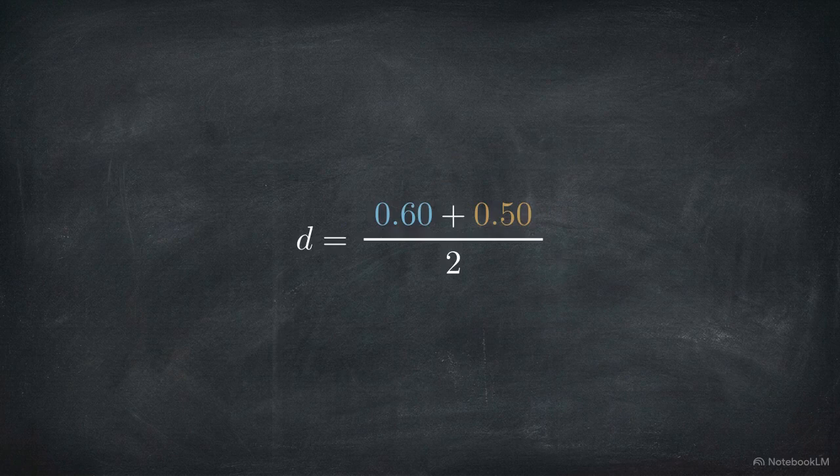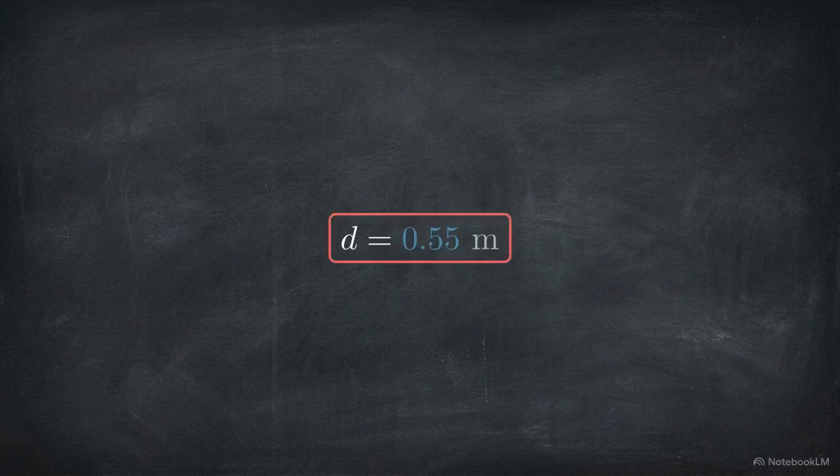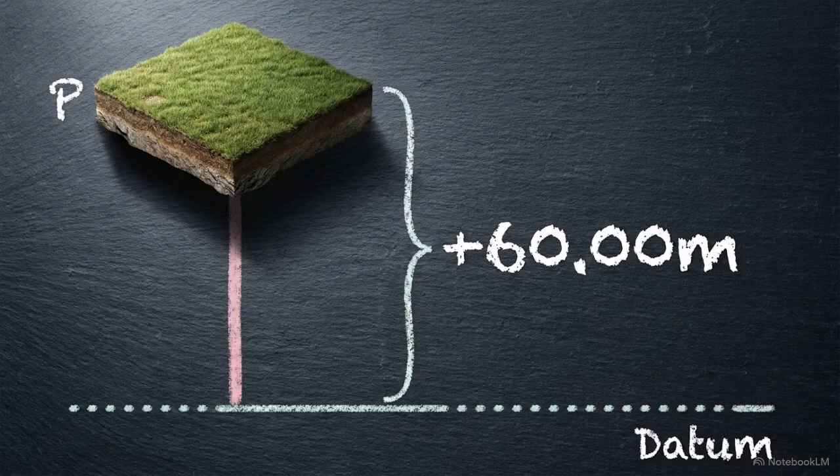We complete the arithmetic by averaging the two perspectives. 0.60 plus 0.50 is 1.10. Divided by 2, we get a true error-free elevation difference of exactly 0.55 meters. The exam problem provides one final given parameter. The known reduced level, or established elevation, of point P is exactly positive 60 meters above datum.